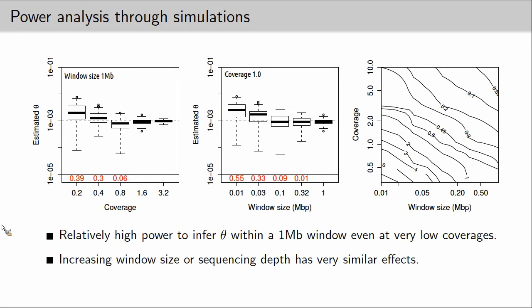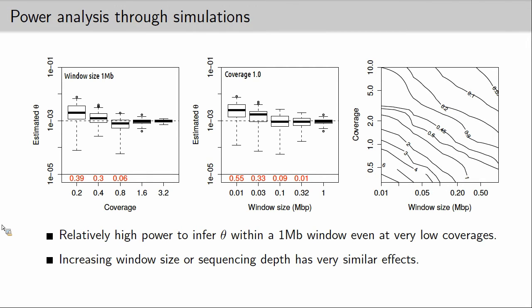Interestingly, the window size and the sequencing depth are two factors that seem to work jointly here. You can either have larger windows and less coverage, or less coverage and larger windows. One way to plot this is in the last plot on the right, where I plot, for all combinations of window size and coverage, the amount of error we make in the estimation.